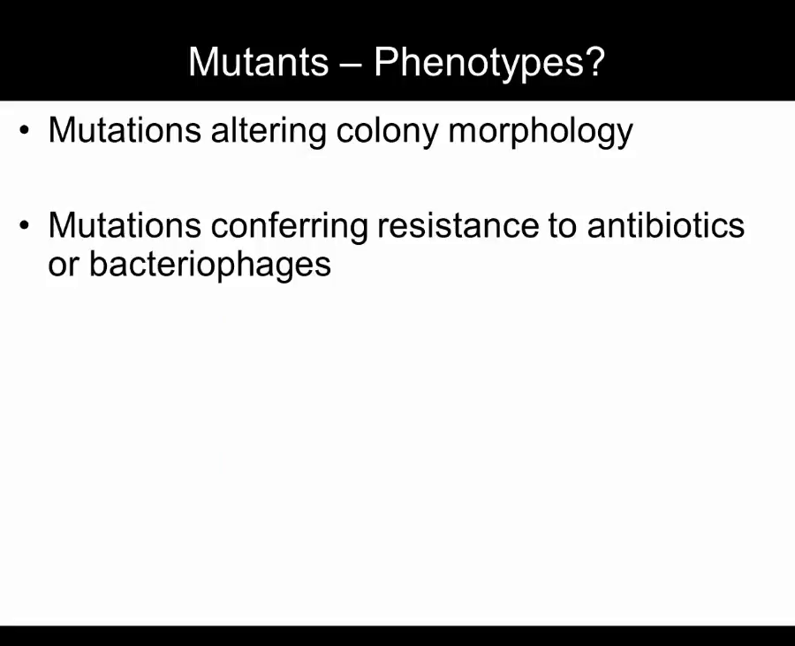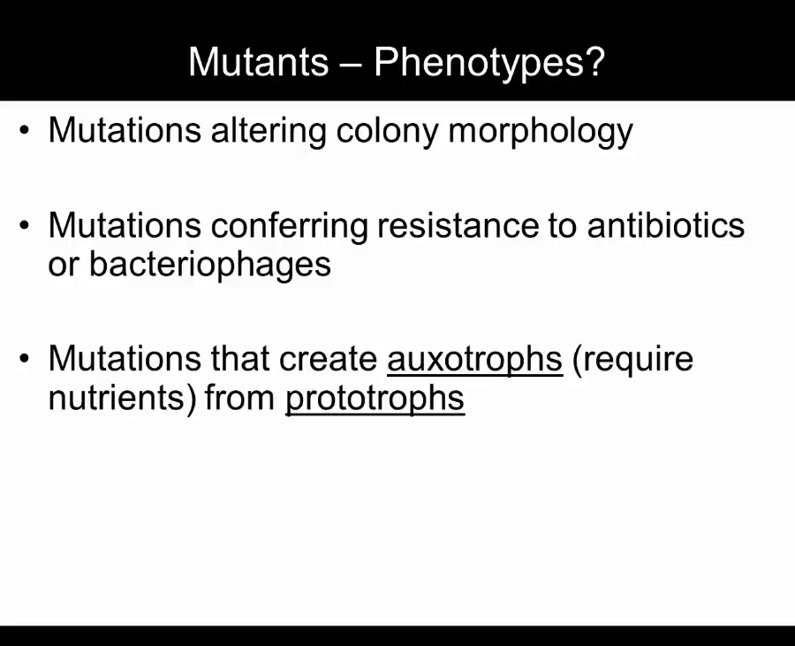We can plate bacteria on an antibiotic that they are normally sensitive to, and only mutants that have gained resistance to that antibiotic will be able to grow. We can also screen for auxotrophs. Recall that auxotrophs are mutants that require nutrients to grow that are not required by the wild-type organism. The wild-type bacteria that don't require the extra nutrients are called prototrophs.